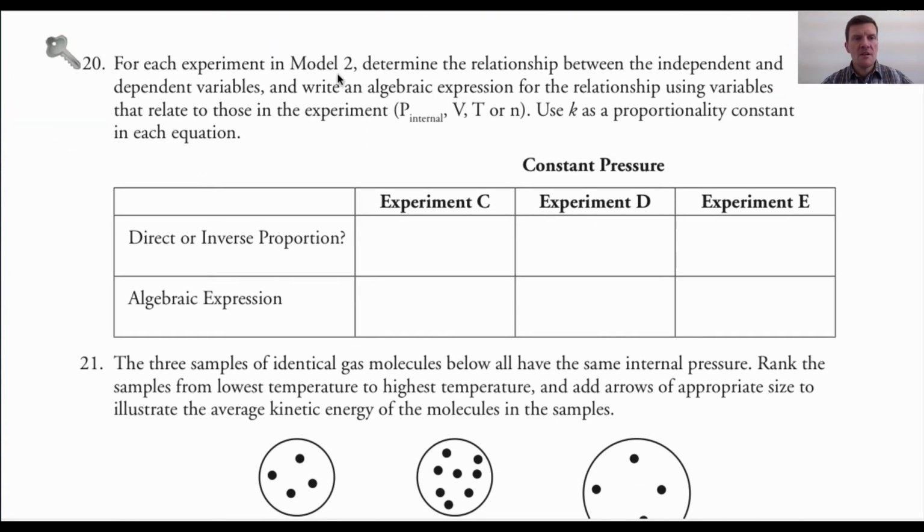For each experiment in Model 2, determine the relationship between independent and dependent variables and write an algebraic expression. We're going to do exactly what we did before, but now we're focusing on Model 2. As we do so, let's remember what our variables are: pressure, volume, temperature, and number of particles. We're going to try to identify direct or inverse first, and then see if we can come up with an algebraic expression.